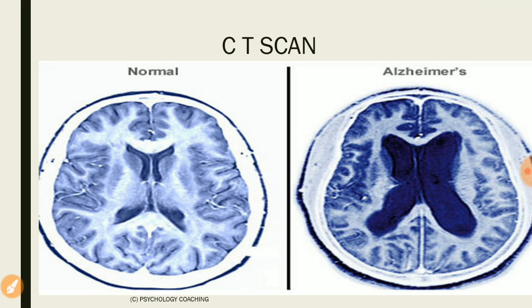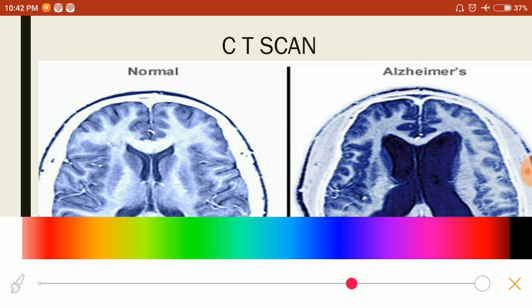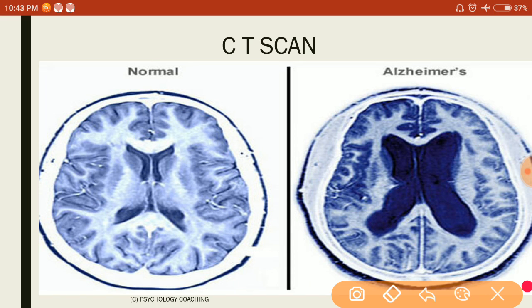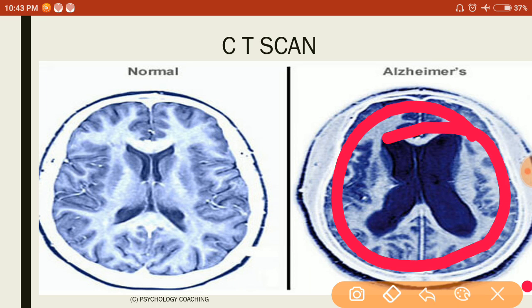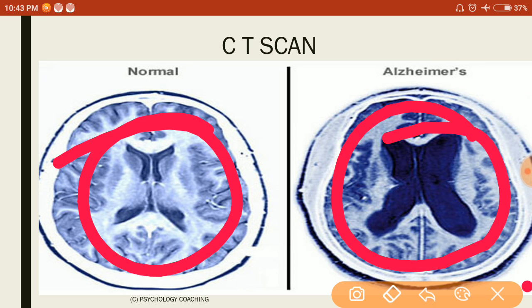This is the difference between the CT scan of a normal person and that of an Alzheimer's patient. Let me show you, you can see that the gray matter of the Alzheimer's patient is much different from that of a normal person.